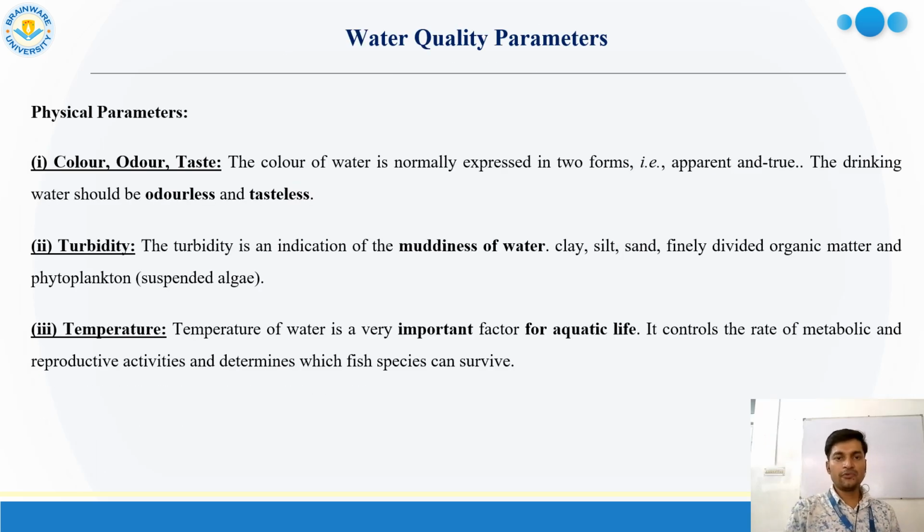In the next step, when we think about a water body for drinking purposes, some water parameters are much more essential to know: color, odor, taste. Normally water is colorless, odorless and tasteless. And turbidity: there are so many finely divided organic materials, silt, clay, sands, suspended aggregates, so water is sometimes very turbid in nature. Temperature is one of the essential things for any living organism, because metabolic and reproductive activities in water very much depend on the temperature of the water.